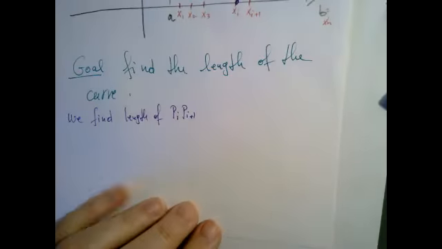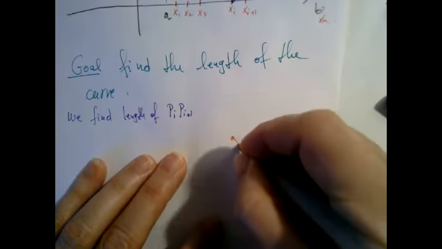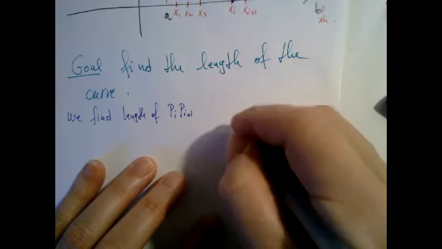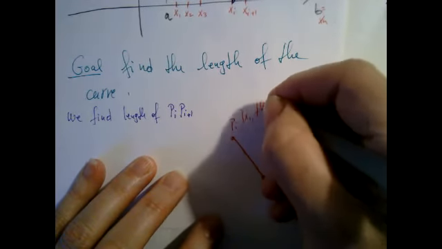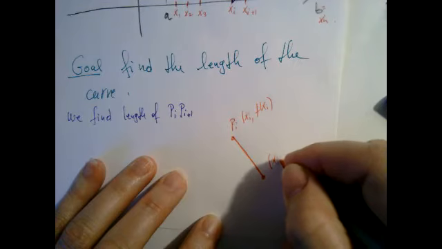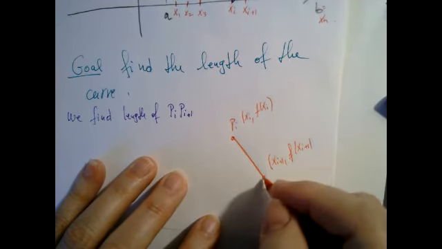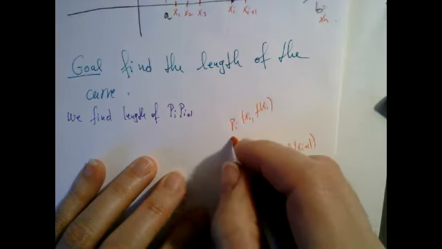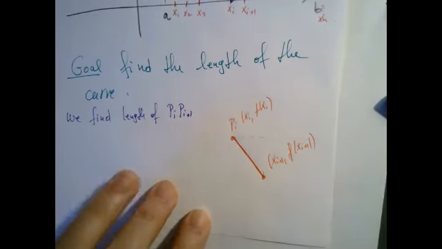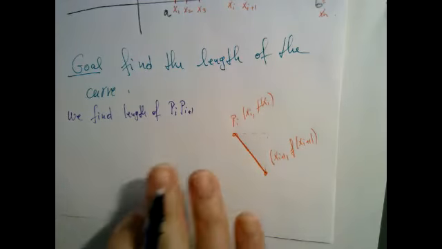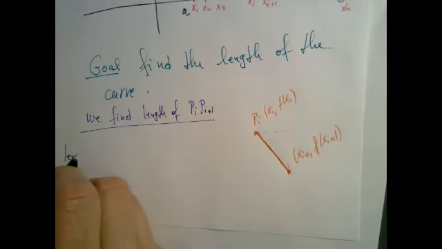So let me draw it here for us. So this is Pi, this is Pi plus 1. So this is xi, f of xi, and this is xi plus 1, f of xi plus 1. And this is my point Pi plus 1. And really, I need to find the length of that. Okay, so let us come up with the formula and then we add them. Okay, the length of Pi plus 1.